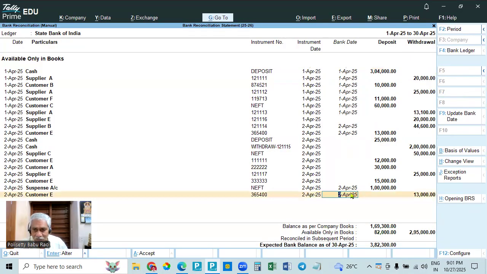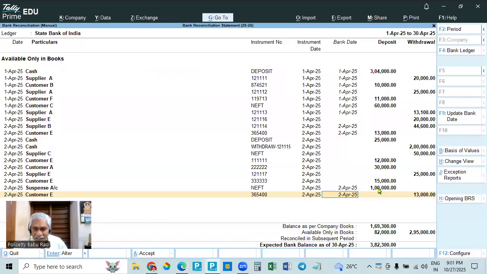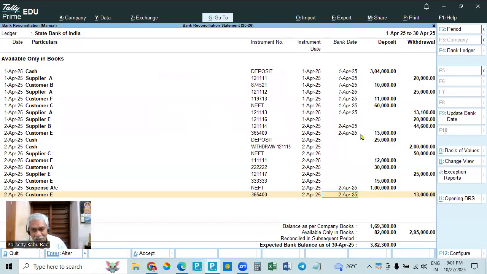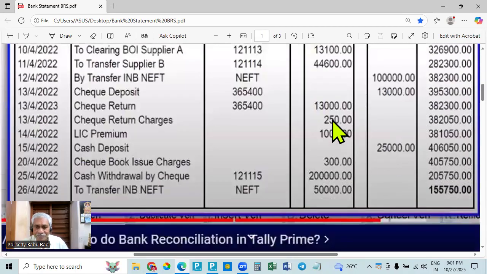So 13,000 rupees, 1 lakh we paid. So it is not available in our book. We have the entry for 1 lakh. After that we have to take the 30,000 rupees. Now the 30,000 further we made the entry. So debited here, the same customer. Our customer becomes a debtor again. So this is over, and up to here we completed.